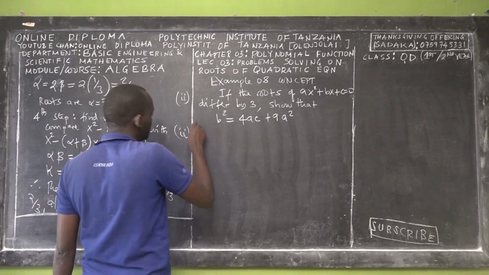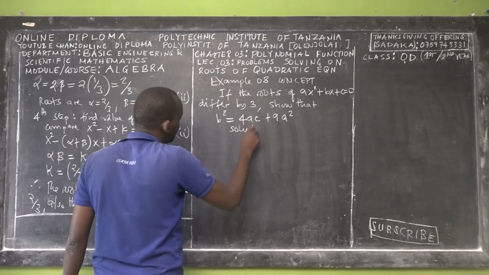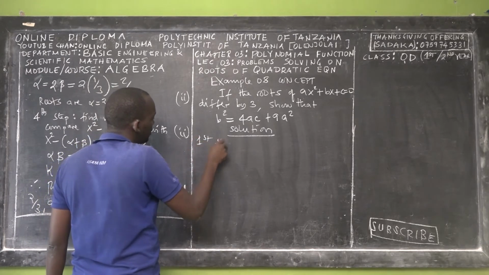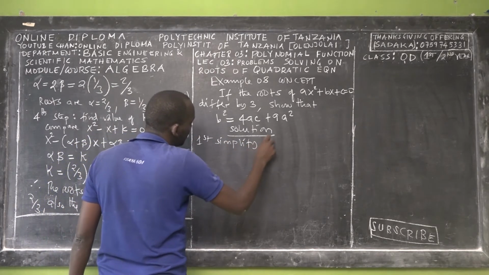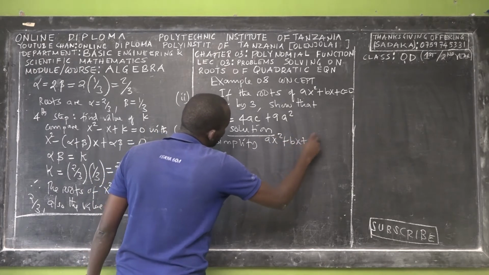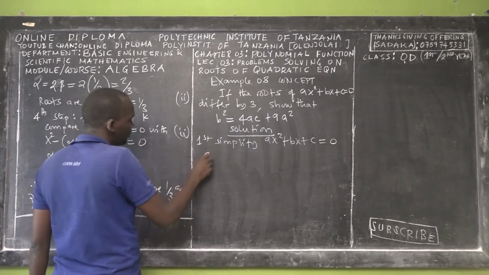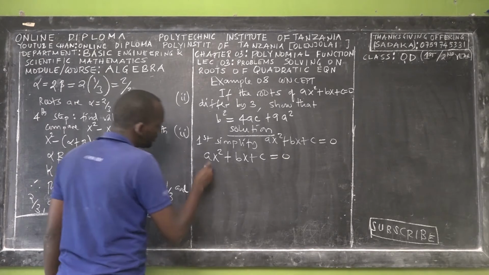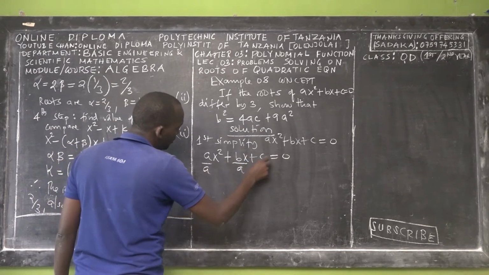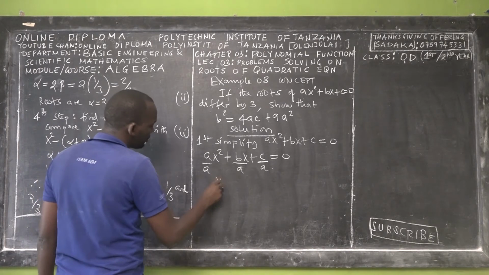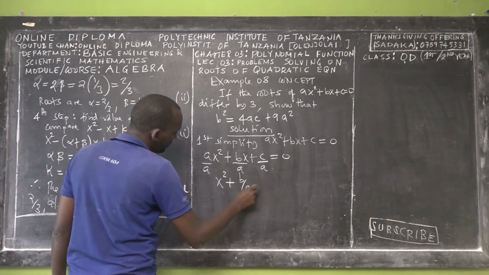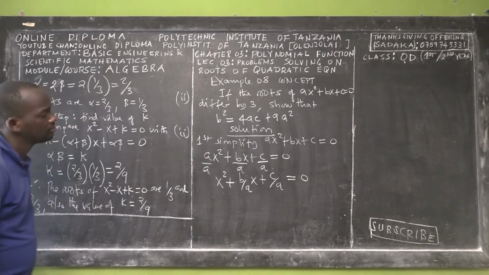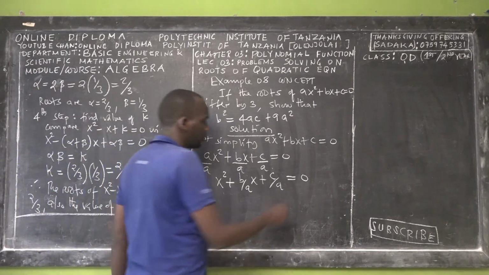So, solution. The first step says simplify ax squared plus bx plus c is equal to 0. To simplify, we divide by a. So this is x squared plus b over a x plus c over a is equal to 0. Okay? So this is equation 1.